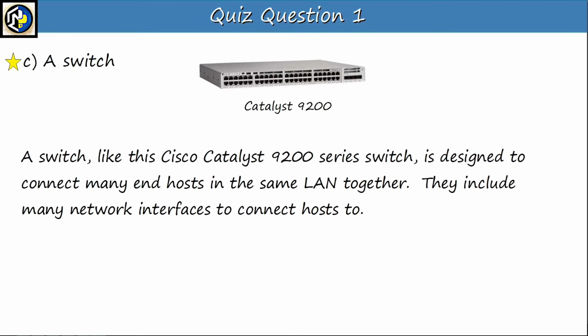A switch, like the Cisco Catalyst 9200 series switch, is designed to connect many end hosts in the same LAN together. They include many network interfaces to connect hosts to. So C, a switch, is the correct answer.